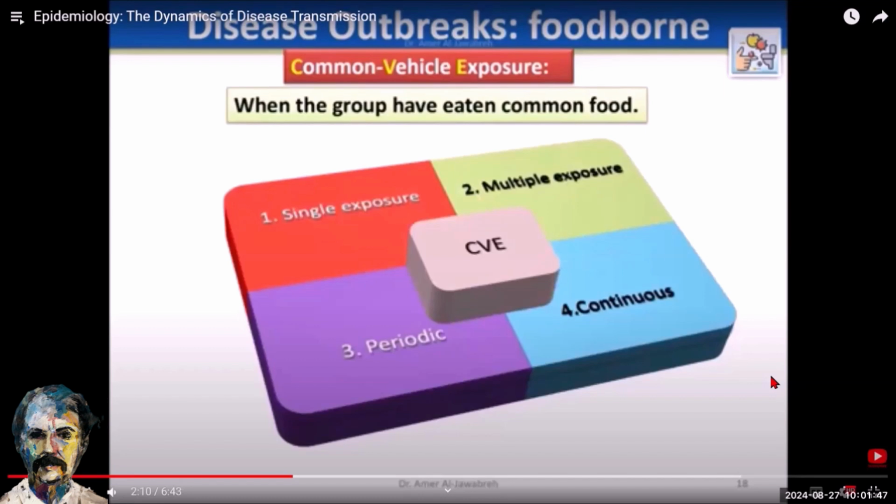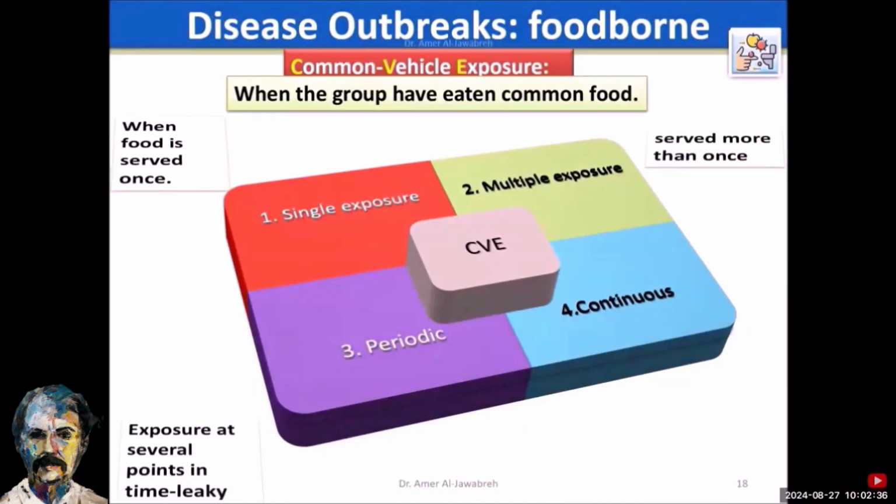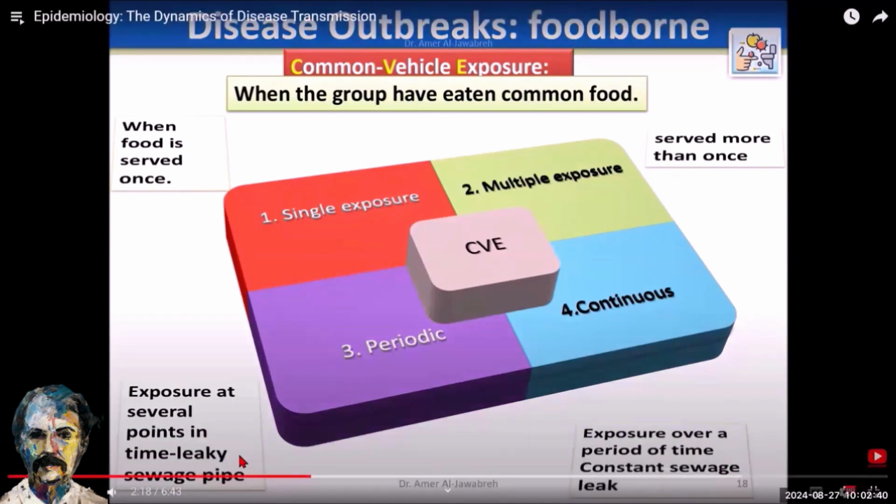On the other hand, if the leakage in the sewage, the hole is very big and the leakage is very large and the contamination is really high, then what happens? You will get the CVE continuously. You will never recover from it. All the time you have diarrhea. And not only you, maybe the whole people in the suburb. It's a water source. So we have single exposure, multiple exposure, periodic, and continuous. Okay, this is CVE, common vehicle exposure, or we call them foodborne outbreaks.